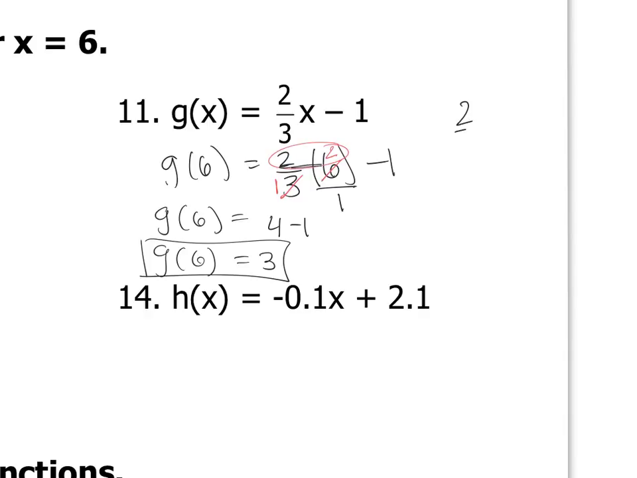Again, 2/3 times 6 over 1. I can cross reduce 3 and 6. 3 goes into itself 1 time, 3 goes into 6 2 times, and then we multiply straight across. So 2 times 2 is 4. On the bottom, 1 times 1 is 1, or just 4. That's how I got that 4 right there.